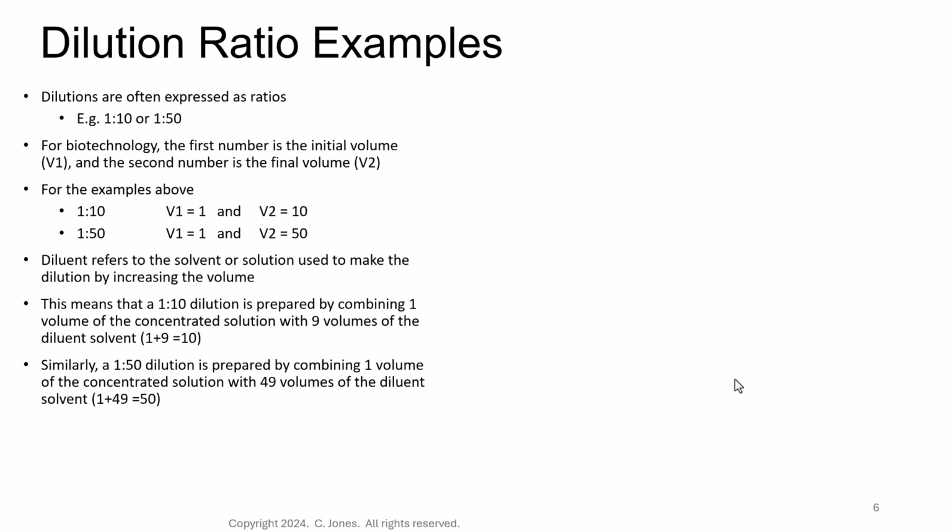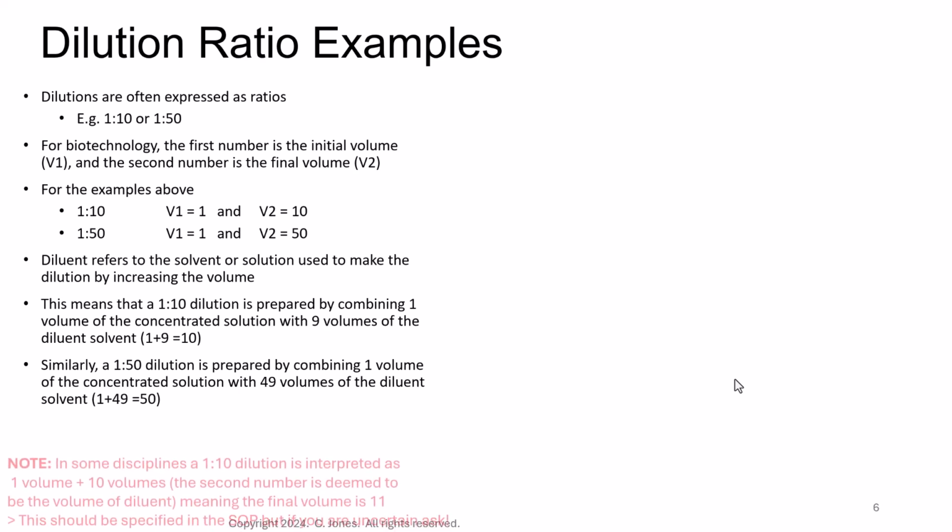Similarly for a 1 to 50 dilution, it's 1 volume of the concentrated solution with 49 volumes of the diluent. So 1 mil of concentrated solution with 49 mils of the diluent, ultra-pure water. That's the way that the overwhelming majority of scientists interpret dilution ratios.